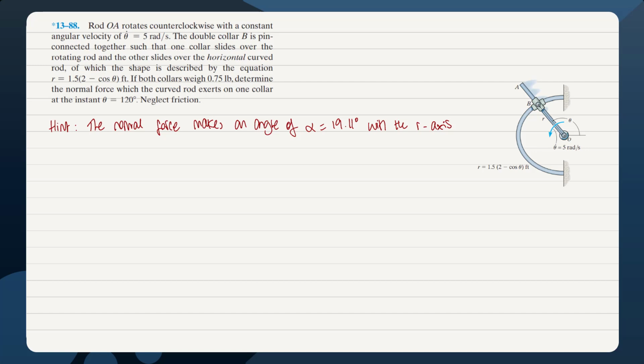I would like to add another hint to be able to solve the problem more easily. Assume the normal force makes an angle of alpha equals 19.11 degrees with the r axis. So if you take the normal reaction due to the circular shaft onto the collar and the r axis, the radial axis, there's an angle alpha equals 19 degrees between them.